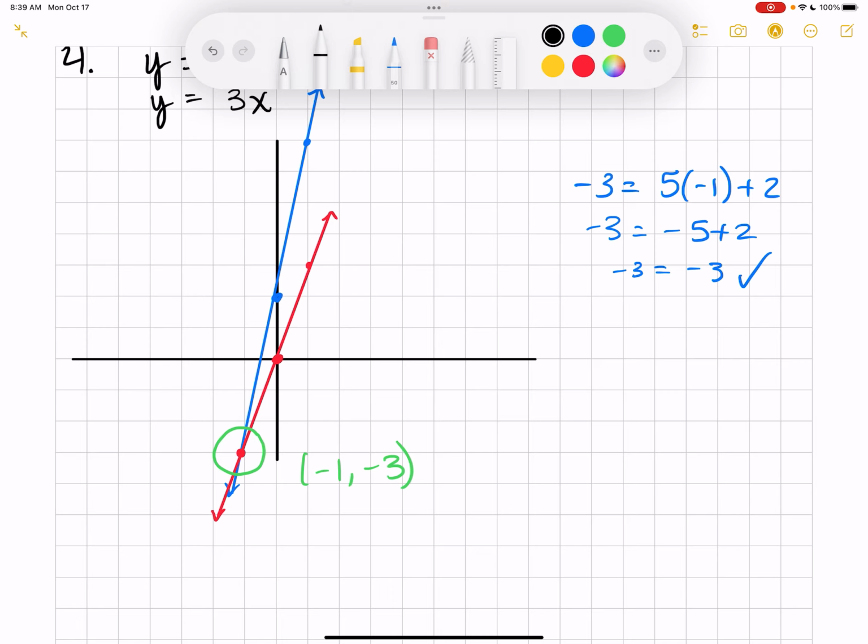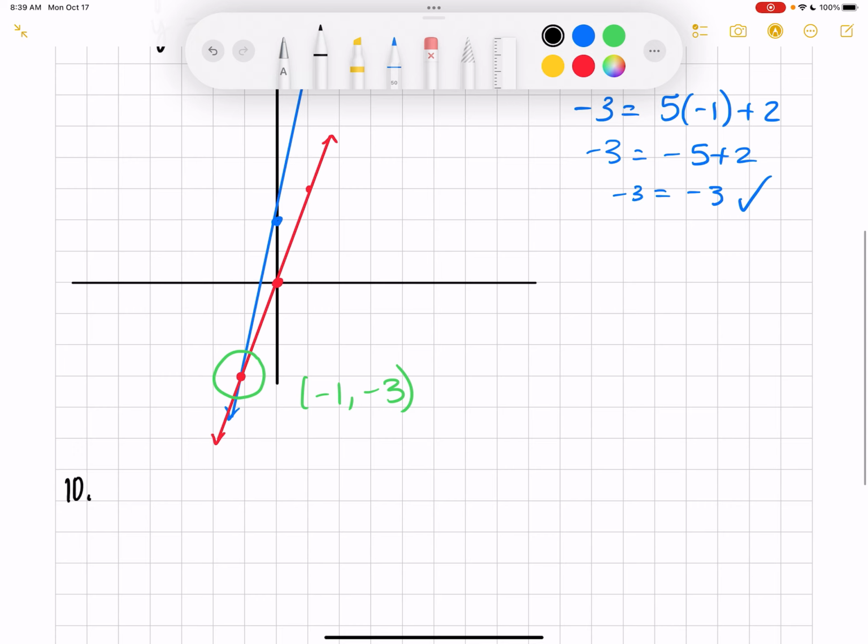Number 10. We have y equals -3x minus 13. And we have -x minus 2y equals -4.